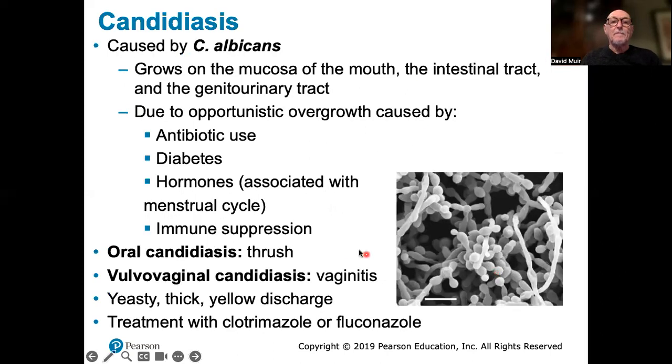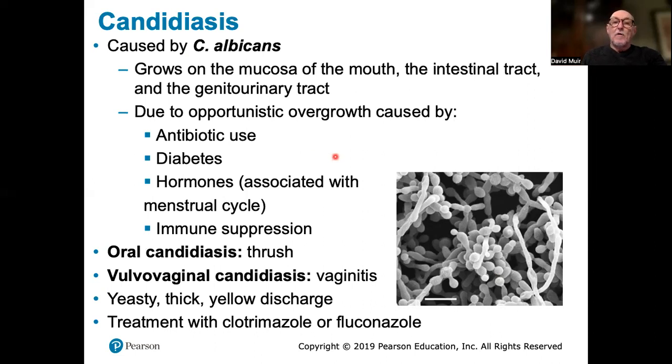So I mentioned earlier on that this organism, Candida albicans, a yeast, a single-celled fungus, was a normal part of the microflora of the vagina, which it is, but it occurs in very low numbers. And it's not only found in the vagina, it's found in the mouth, in the intestinal tract, all over the place. And it can overgrow in any of those sites.